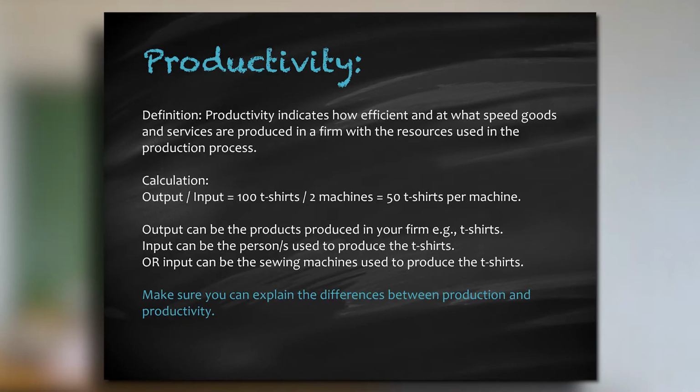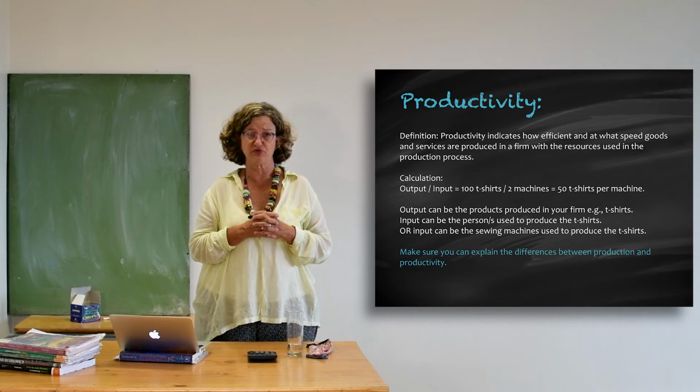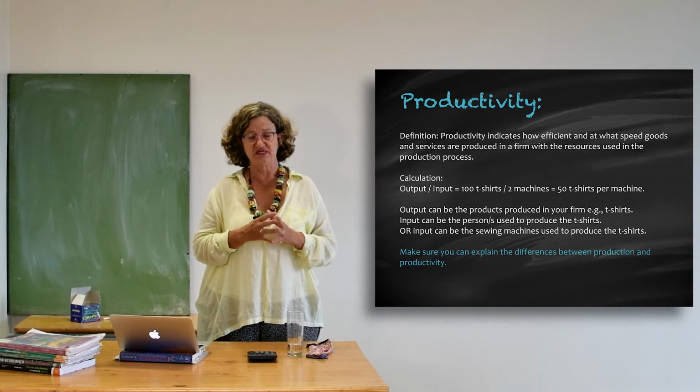Output can be the products produced in your firm, for example t-shirts. So you can't just say to an examiner it's the output divided by the input. It's also good that you say the output can, for example, be t-shirts, and the input in this case can be, say, the sewing machines, or you can say the people that work in this production process. That is also an input.